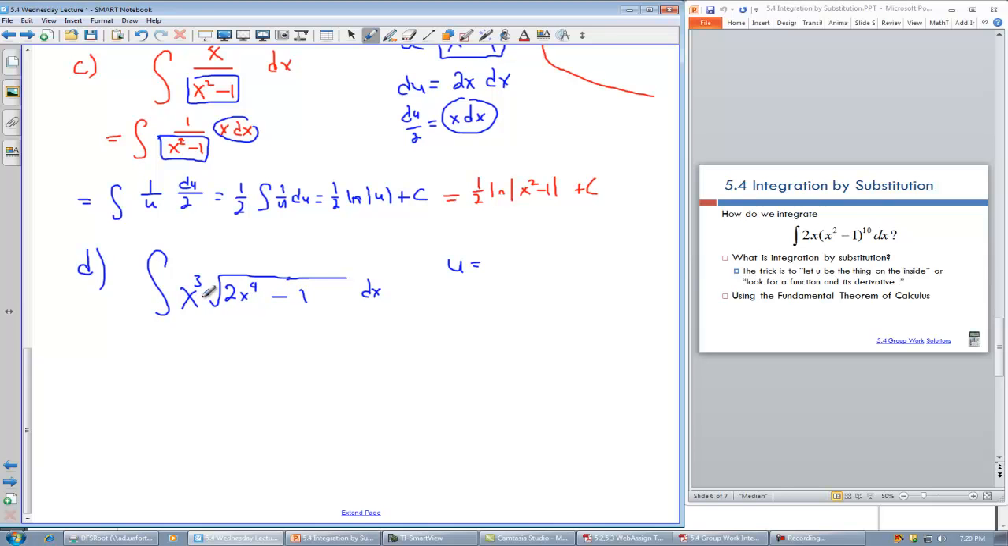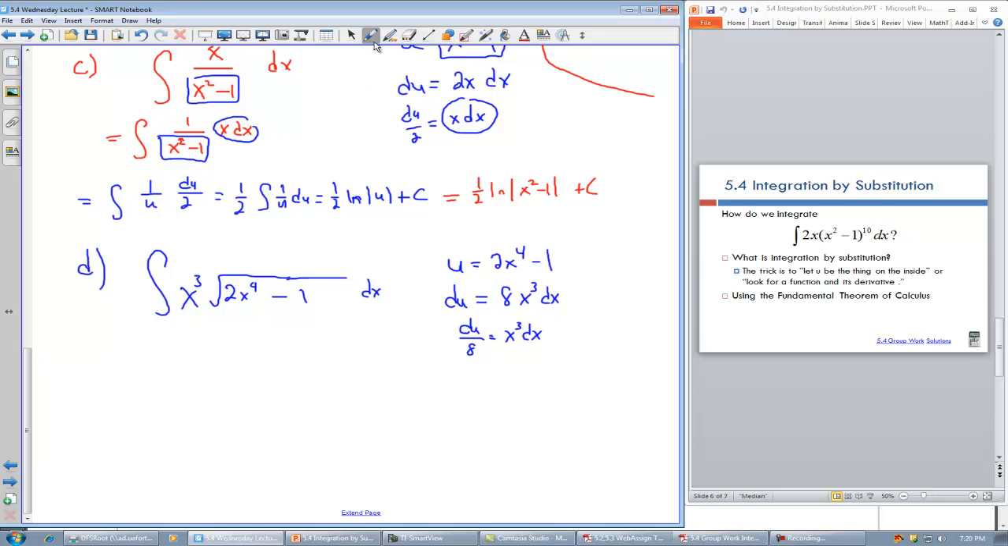If you let it be x cubed, the derivative of x cubed is 3x squared. I don't have that anywhere. But if you let it be 2 times x to the 4th minus 1, its derivative is 8x cubed, which is almost x cubed, right? And you can be off by a constant, because we can divide it out. So this one's going to be u equals 2x to the 4th minus 1, and then du is going to equal 8x cubed dx. And I can already see I'm going to have to move over that 8. Du over 8 is equal to x cubed dx, because I do not have an 8 in front of the x cubed.